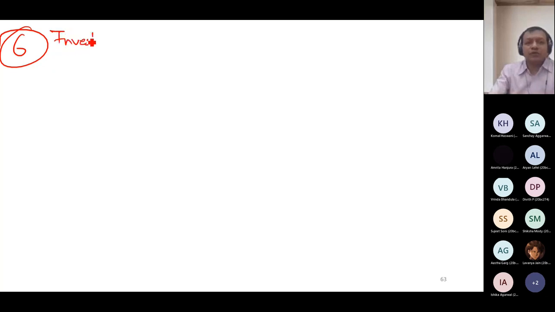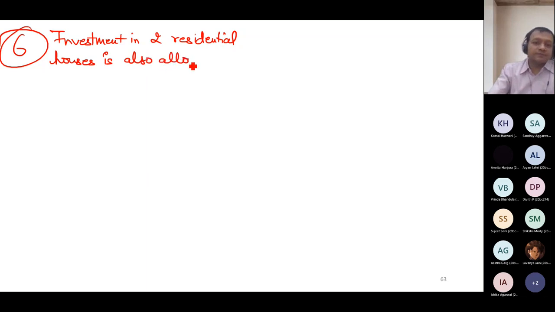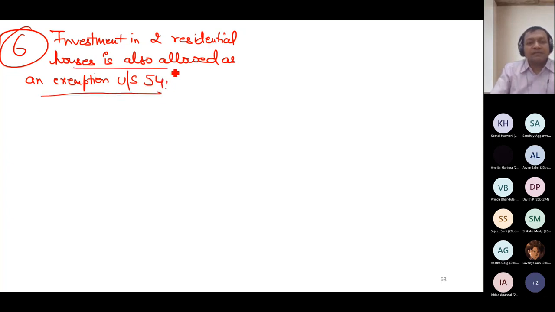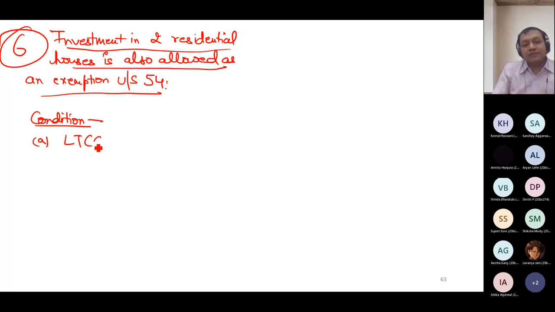Investment in two residential houses is also allowed as an exemption under section 54. But this has separate conditions. The main condition, condition number 1: LTCG does not exceed 2 crore. So it is not for heavy long term capital gains. LTCG must not exceed 2 crore.